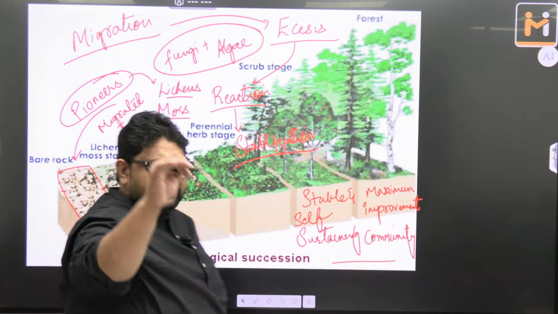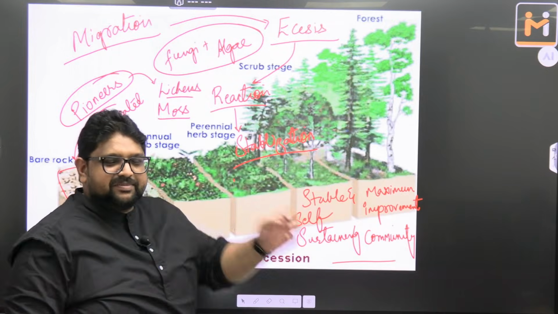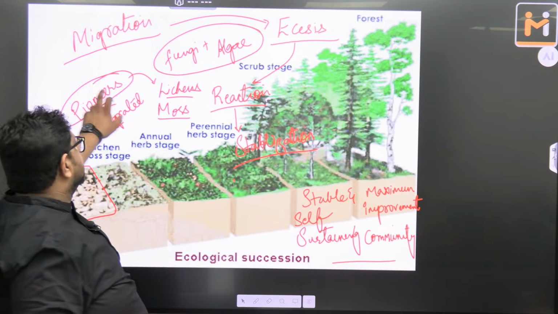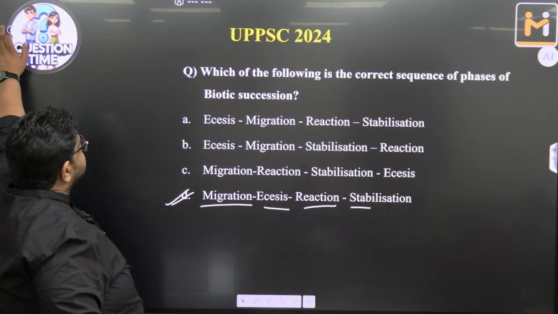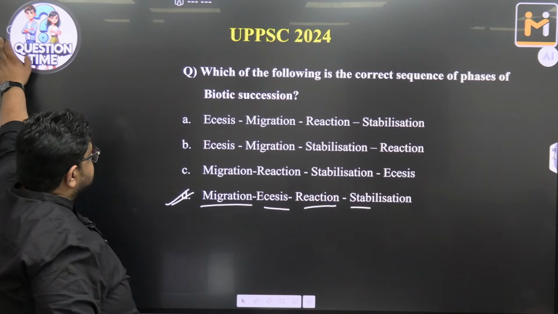You can even put a star and write State PCS. Don't write any particular state. State PCS 2024.